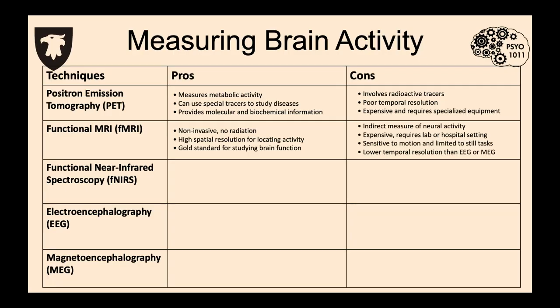So there we go with the cons. I foreshadowed that. It's an indirect measure of neural activity. So you're actually not measuring any electrical activity. You're just going by that bold signal. Expensive, requires a lab or hospital setting. Once again, you need the MRI scanner, so you're dealing with a big magnet again. You need some specialized trained people.